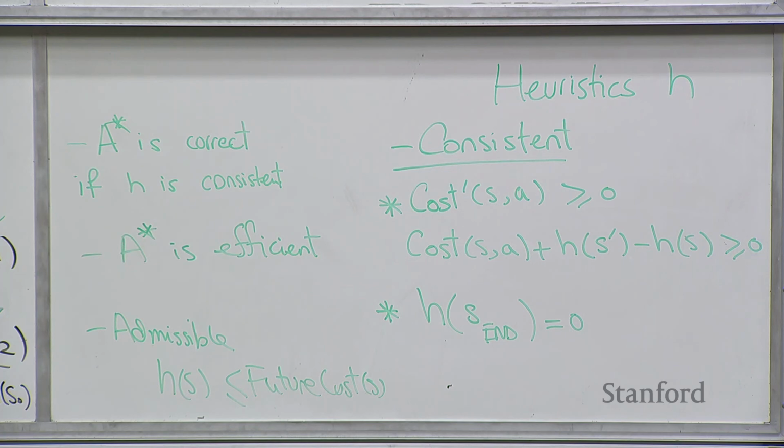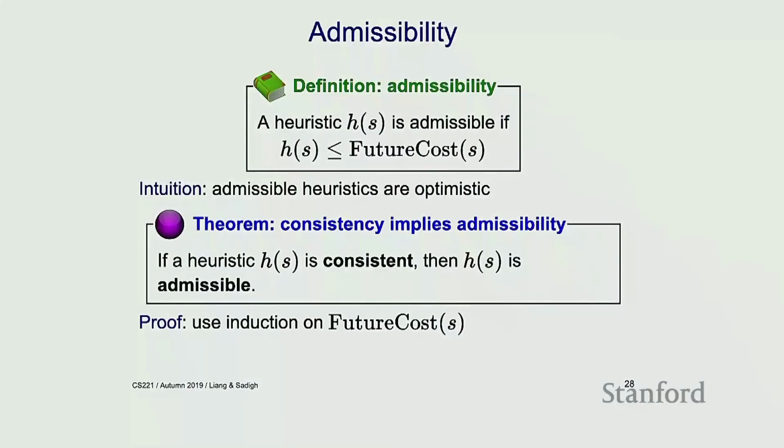All right. So the proofs of these are, again, just one-liners. This one is more than one line, but it's actually quite easy. It's in the notes. So you can use induction here to prove that if you have consistency, then you're going to have admissibility too.